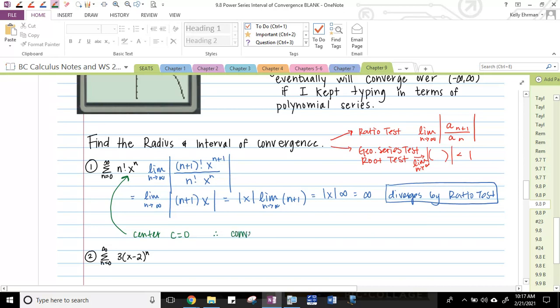So it converges at x equals 0. Radius of convergence is 0, and there is no interval of convergence. If you want to write an interval, I guess you could write something like 0, like that.